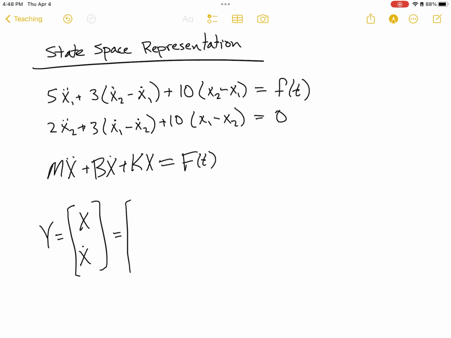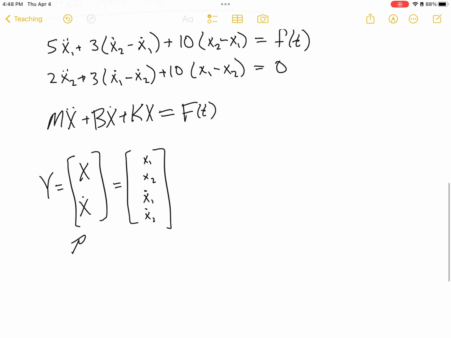And that's going to be equal to, in this case, x1, x2, x1 dot, x2 dot. These are the lowercase x's, where they're just the numbers, whereas in this one right here, these are capital X's, and we're dealing with vectors. And with these differential equations, we're going to put it in the form y dot is equal to some matrix A times y.